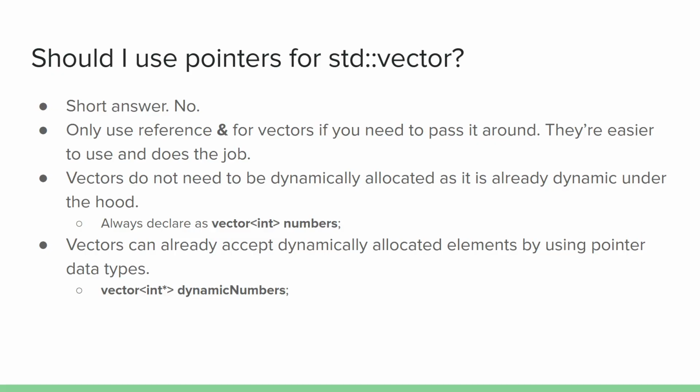So vectors can already accept dynamically allocated elements by using pointer data types. So not only can you just use a normal int, you can also have pointers within the vector. But remember, since the vector is now holding these pointers, wherever this is should also handle the deallocation. Just because the vector goes out of scope doesn't mean it will automatically delete these pointers. So it still has to be deallocated by yourself.